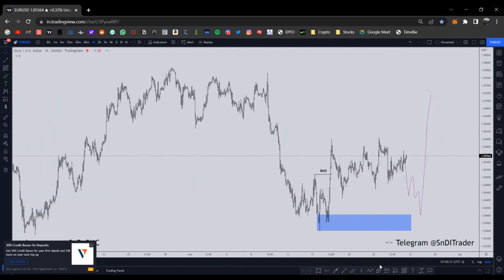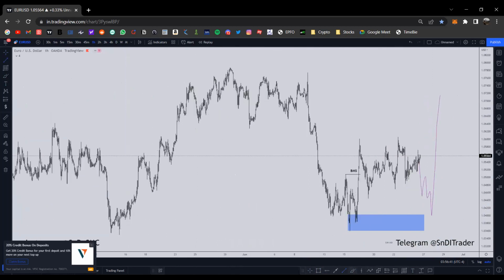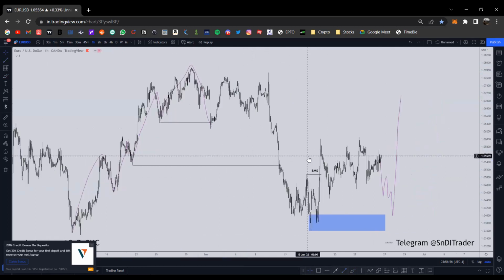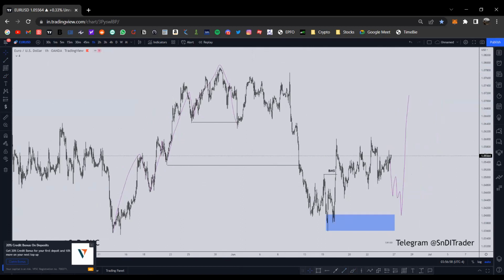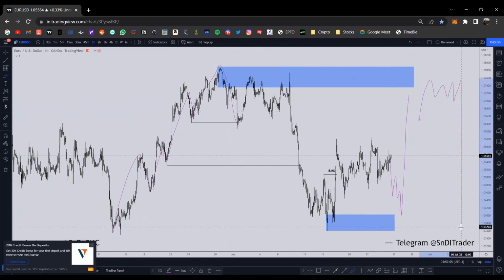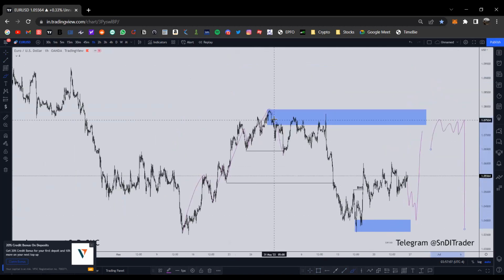But overall, if you see, price was making some sort of higher high, higher low, higher high, higher low, higher high, higher low, higher high, higher low. Okay, so we had one BMS here, and we have another major BMS here. So I'm still expecting it to mitigate this zone and drop again, because price was totally in a bearish move from this high.